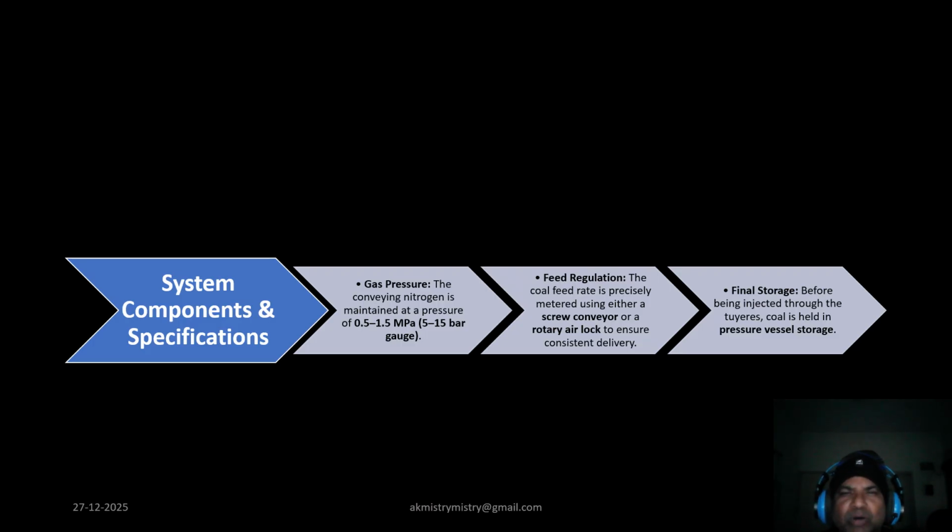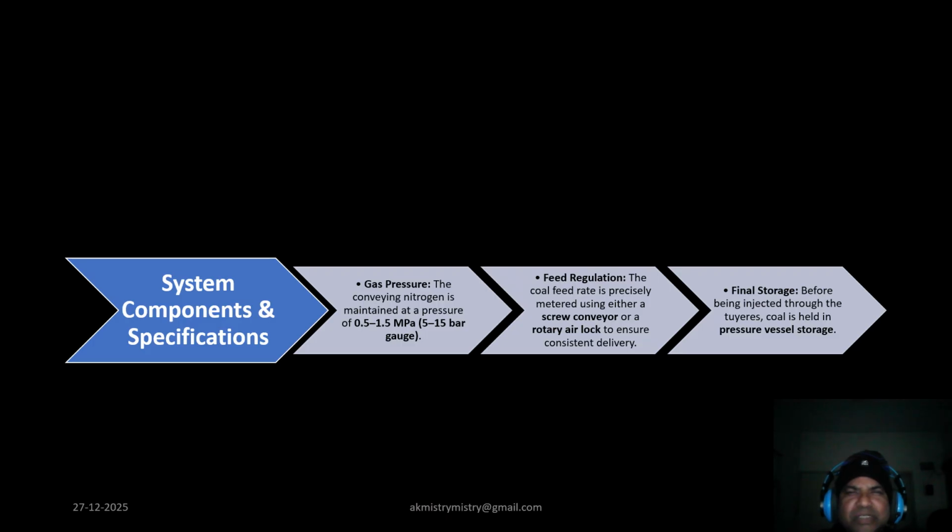We regulate the amount of coal entering the stream using either a screw conveyor or a rotary airlock to ensure a metered, consistent feed rate. Finally, the coal is held in pressure vessel storage before it is ultimately injected through the tuyere.